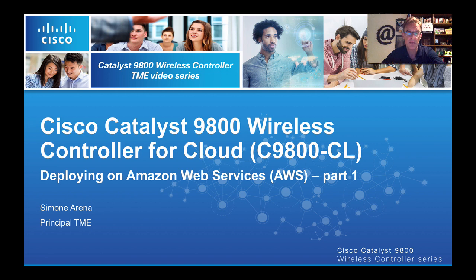I'm a principal TME in the Enterprise Wireless Networking Group, and in this episode I want to talk to you about the new Catalyst 9800 wireless controller for the cloud, specifically the deployment in the Amazon cloud. This video has two parts. The first part, I will introduce you to this new controller and the public cloud deployment, tell you what it is and why we did this. And in the second part, I'm going to show you how easy it is to set up a new controller instance in the cloud.